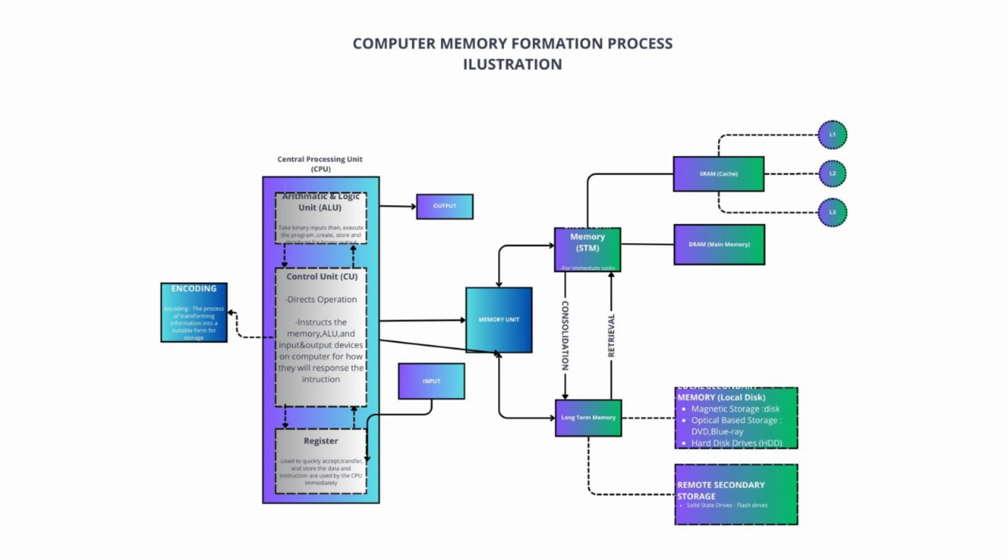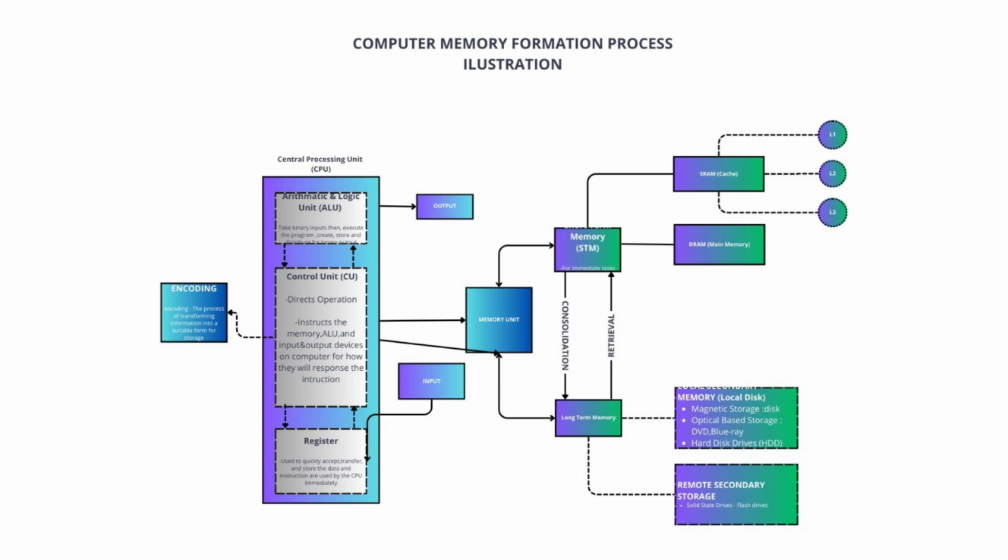Of course, the control unit consists of encoding. Encoding is the process of transforming the meaning of information into a suitable form for storage. Then it is forwarded to the register. The register is used to quickly accept, transfer, and store data, and instructions are used by the CPU immediately. This is the final step of how the input is processed in the CPU.